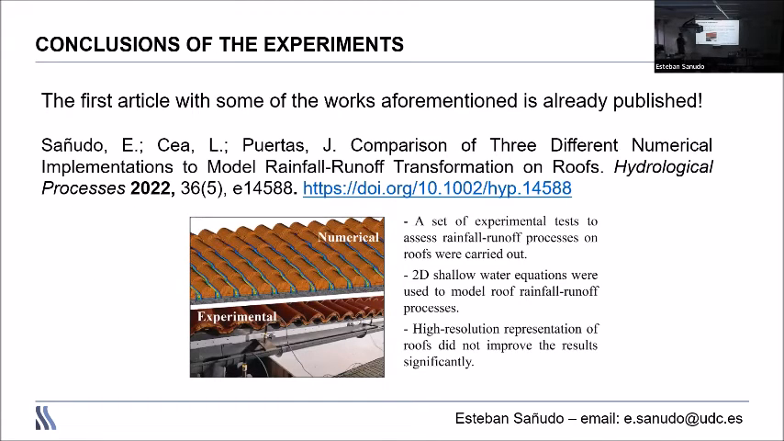Just today, this article was published. It is the first part of the research, in which we compare the numerical and experimental results. We validate numerical models with this experimental data, and we also study how much resolution is needed to model a roof: whether we can model all the tiles, or a slope plane, or use a lumped approach, and what happens with each.